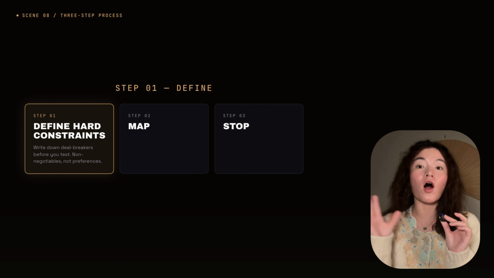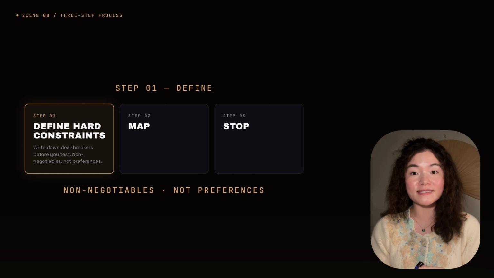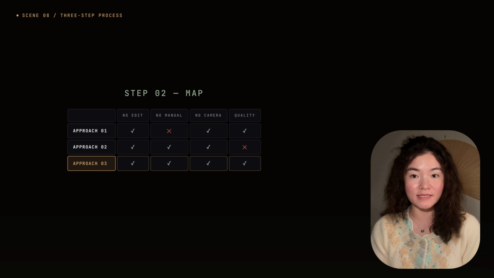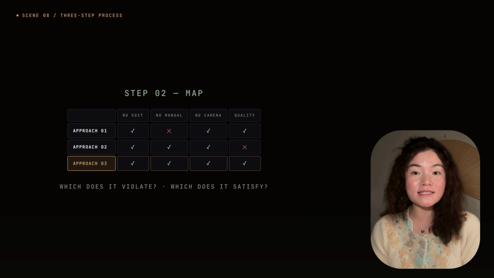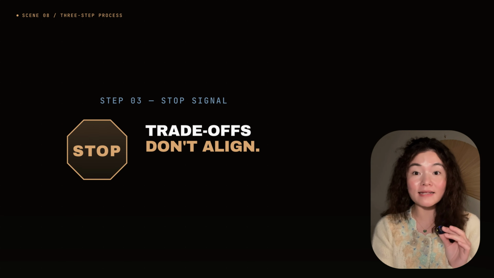Step 1, define hard constraints. Write down your deal breakers before you test anything, not preferences, but the non-negotiables. Step 2, map approaches to constraints. For each approach, ask which constraints does this violate? Which does it satisfy? Step 3, recognize the stop signal.